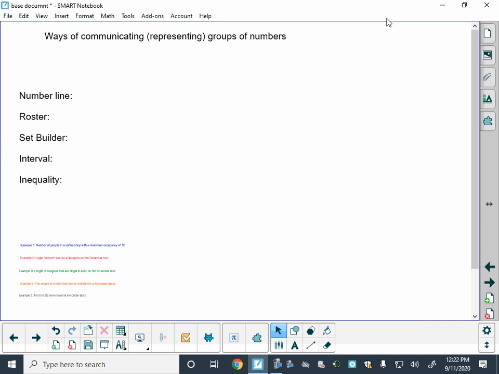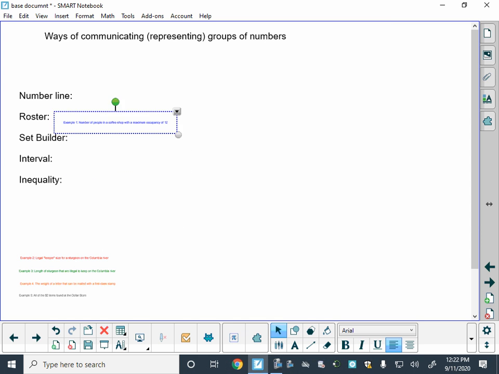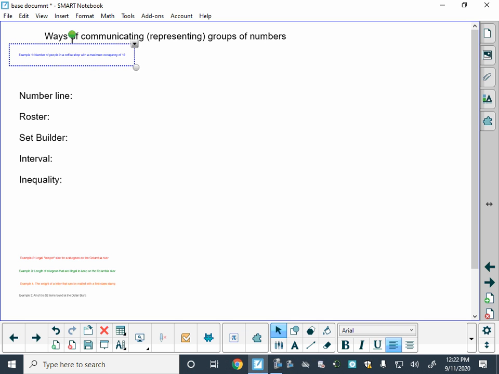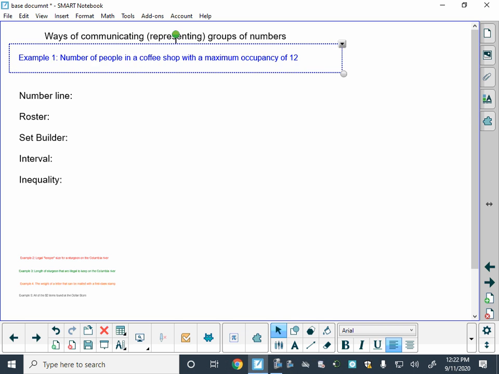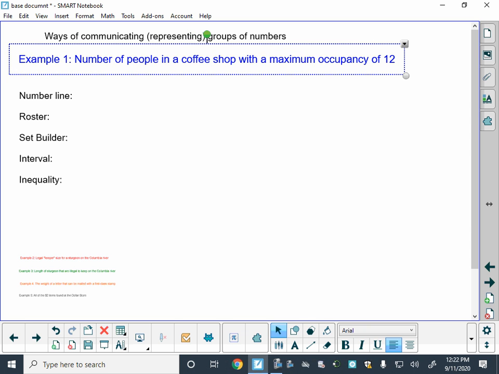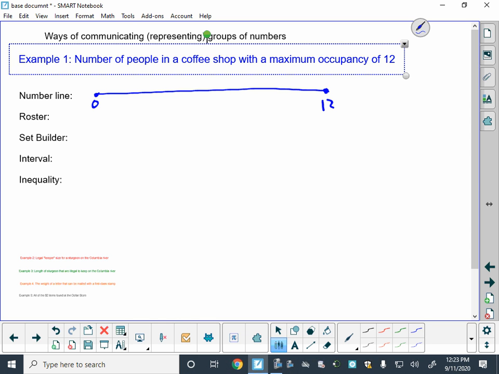These are 5 common ways that I have up here, and I've got a few examples that we're going to work through. Okay, so for this first one, if we were trying to communicate to people the number of people that are in a coffee shop where the maximum occupancy of the coffee shop is 12, we could represent that on a number line. So on the number line, this one's a little bit tedious here. There might not be anybody there. There might be 12 people in there.